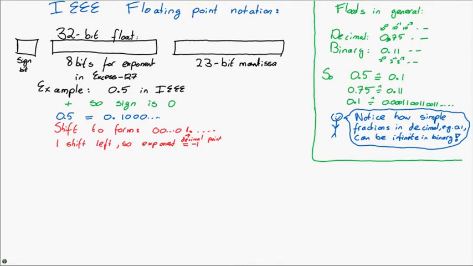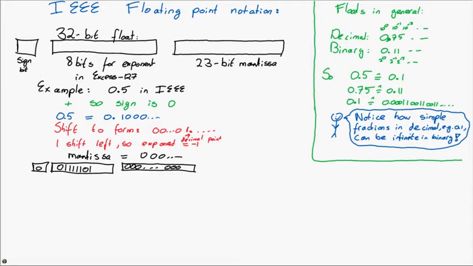So what do we get? Well, we have the sign bit 0, and we have a mantissa of only zeros, because the mantissa is whatever remains after the 1 dot, so in this case all zeros. And we need to put the minus 1, our exponent, in excess-127 notation, which means encoding 126, which is 0, 1, 1, 1, 1, 1, 1, 0. And there we have it, a 0 for the sign bit, an exponent, and a mantissa of only zeros.